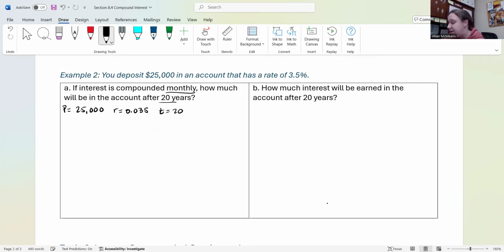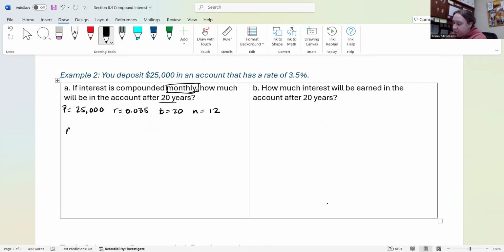T is 20. And then remember, N is the number of times interest is going to be calculated a year. And it'll say something about interest being compounded and then give you some time frame. Interest is going to be compounded monthly for us. There are 12 months in a year. That means interest is going to be calculated 12 times per year. Therefore, N is 12, okay?